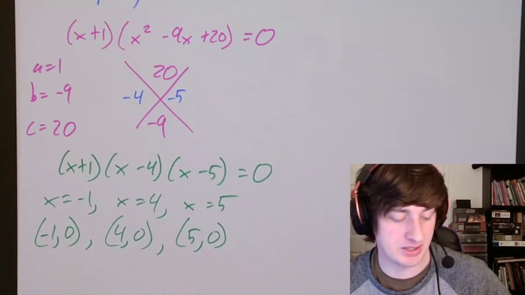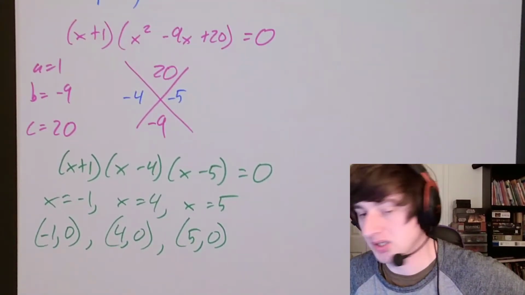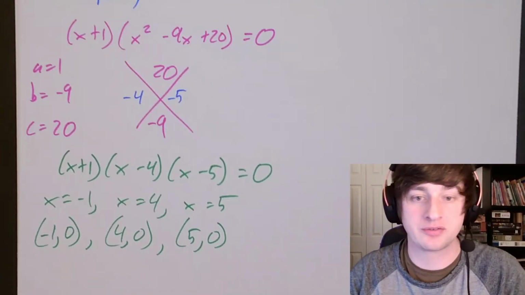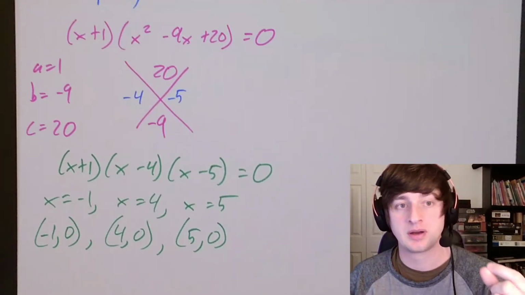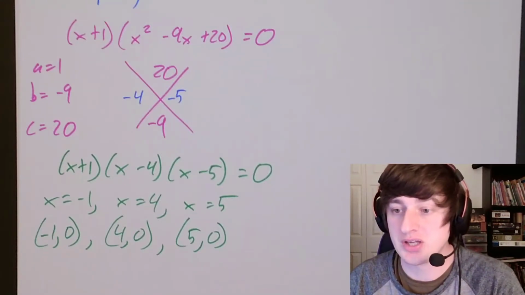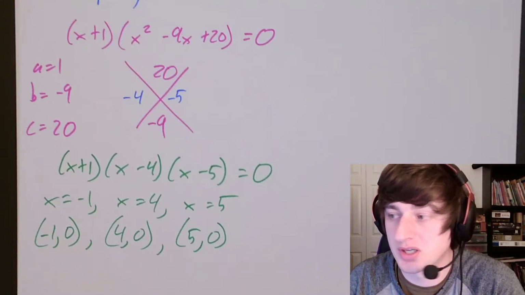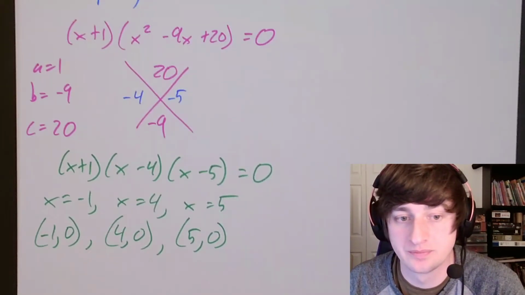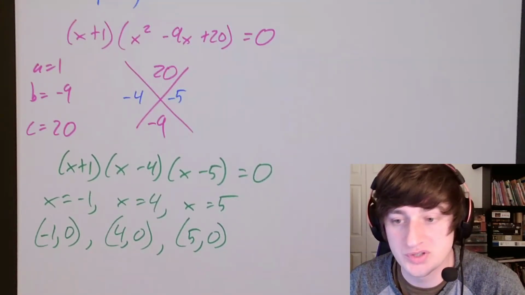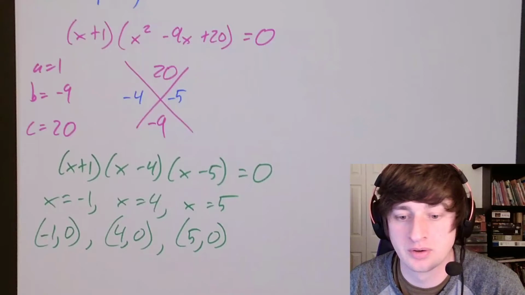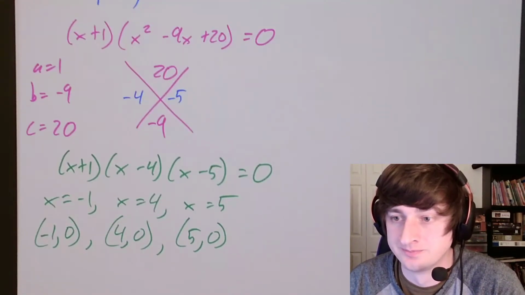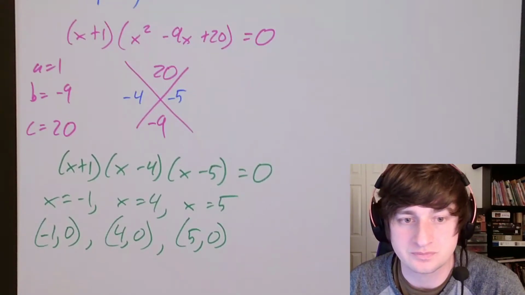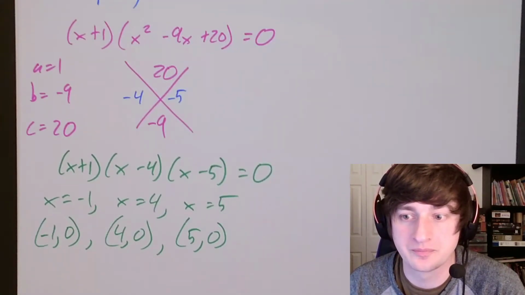Okay, so the key here is finding P and Q, finding the factors of the first number and the last number, writing those as a fraction, and then just guessing and checking with synthetic division until we find one, using that solution to factor further. And so now we can factor literally anything.